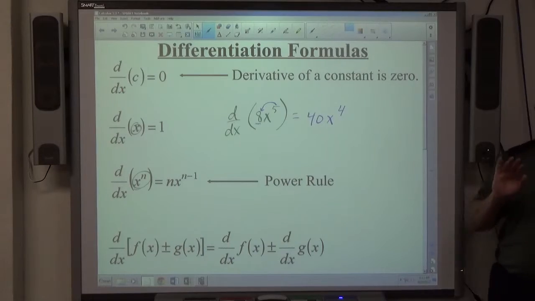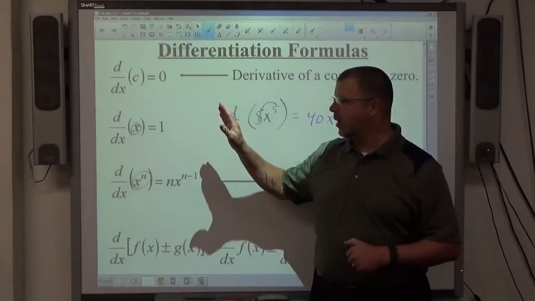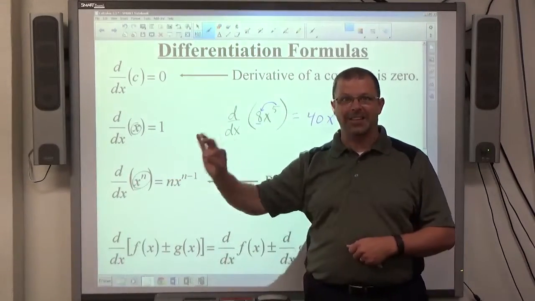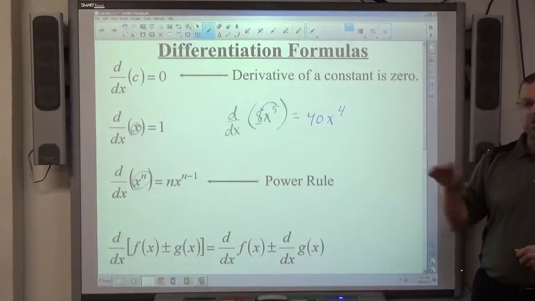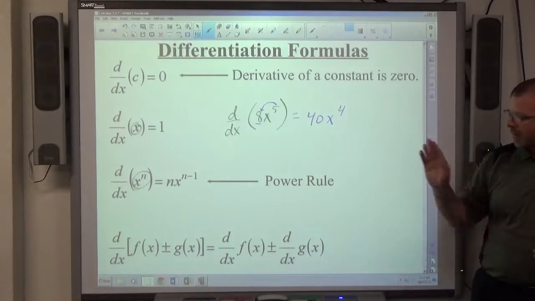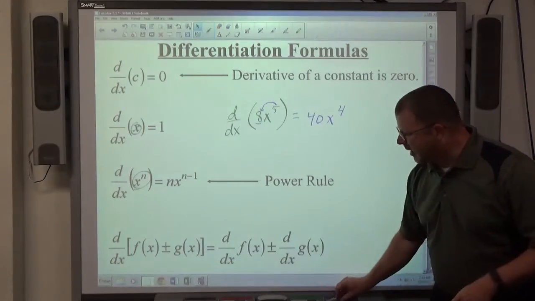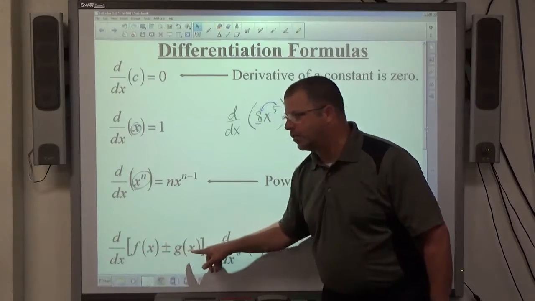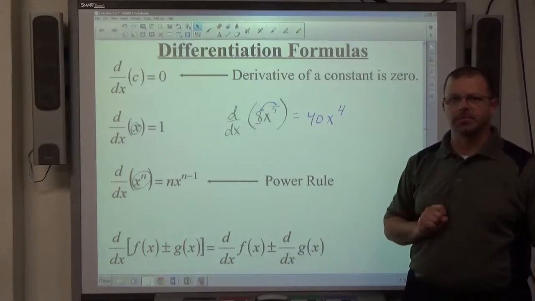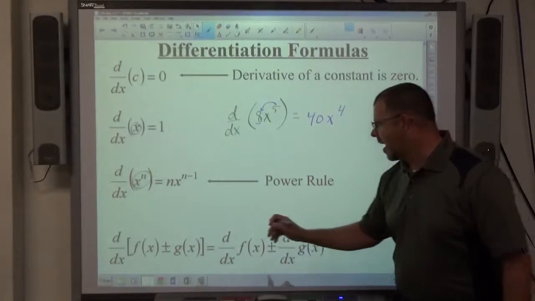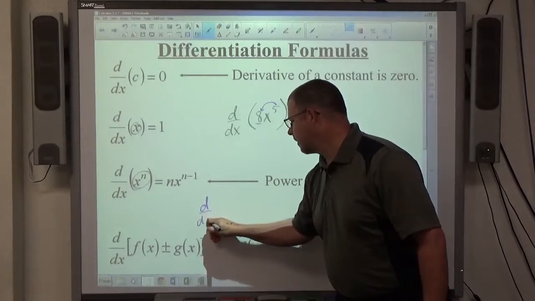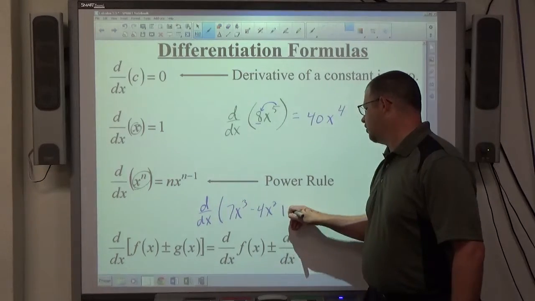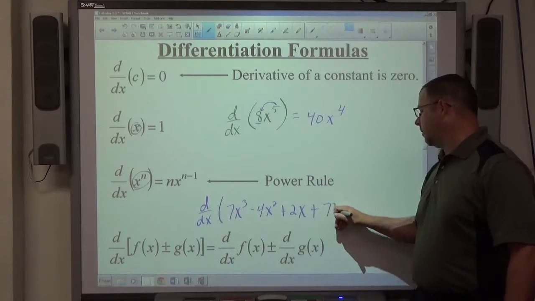So if at all possible, you can make your equation, your thing that you're trying to differentiate, into a power structure, x's raised to powers, then you can use that rule and it's worthwhile. All right. The last rule I'm going to talk about today is the sum or difference rule. If you're differentiating a sum or difference of functions, you can differentiate each function separately. What that means is if I have d over dx of 7x to the 3rd minus 4x squared plus 2x plus 73.